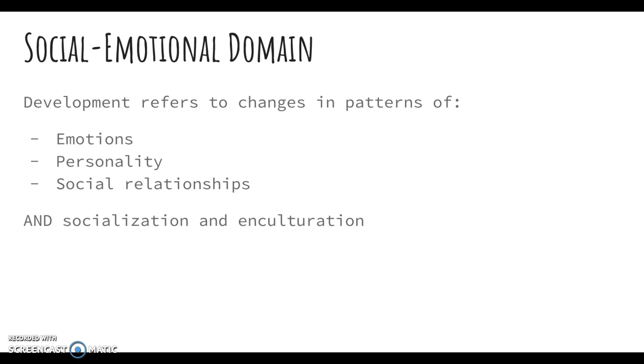The social-emotional domain also refers to socialization and enculturation. So when we're thinking about socialization, what experiences and messages have we been taught about what it means to be in this group or in the world around us? What do children need to do? What is acceptable for children to do or not to do? How are we taught that? That's the process of socialization. And then enculturation is, how do we fit into our larger cultural group?